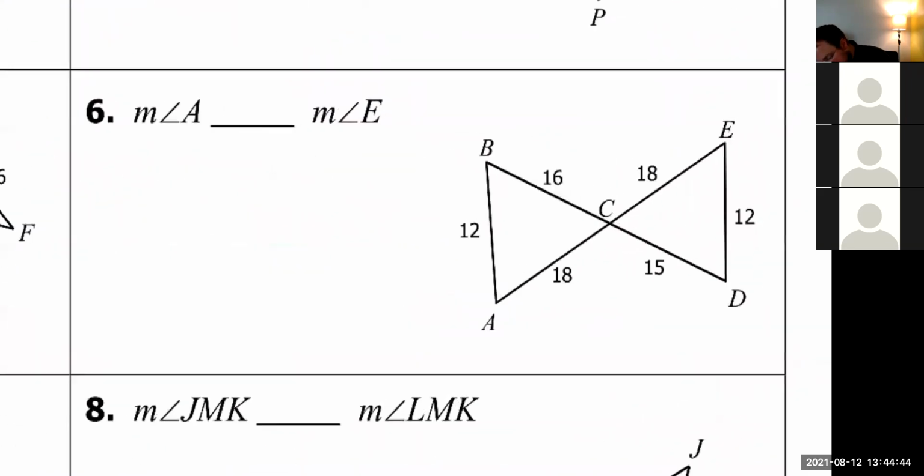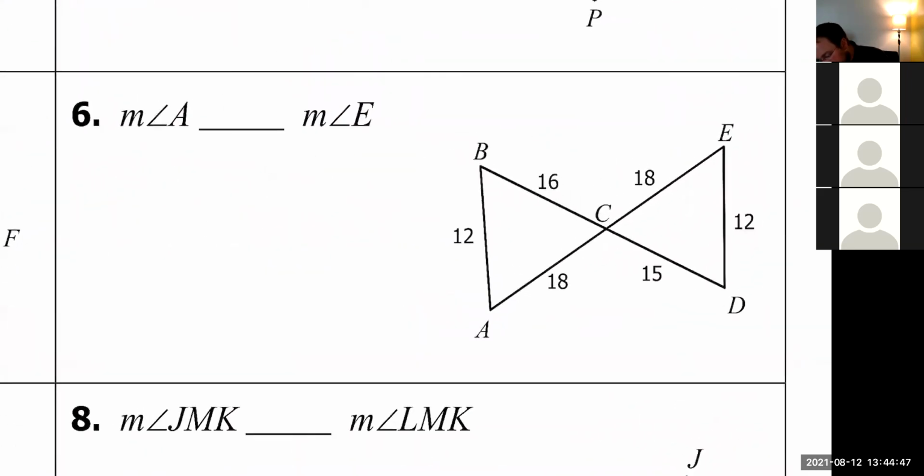Number 6, again, focus in on those congruent pairs of sides. I see the 12 and the 18s, which means the sides that I did not include were the 15 and the 16. The 16 is opposite of angle A, the 15 is opposite of angle E. Which one's bigger? 16, which is opposite angle A. So angle A is greater.